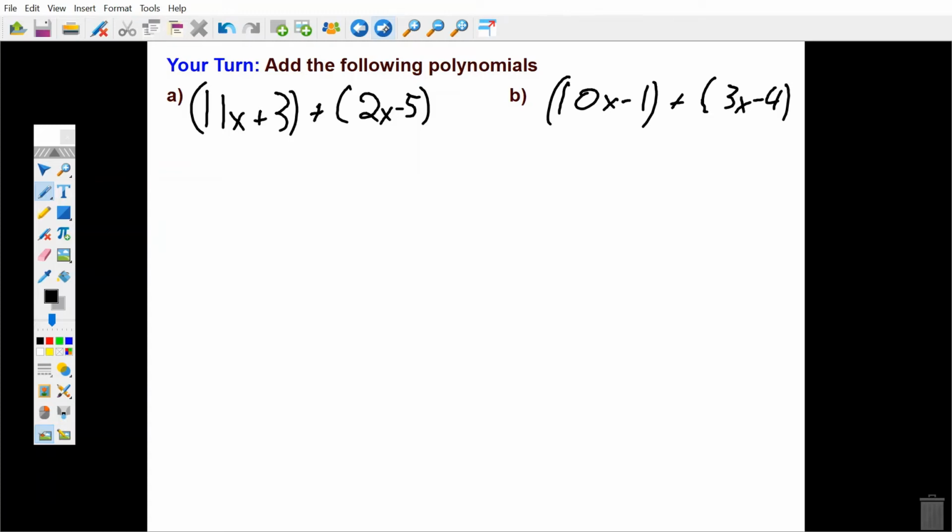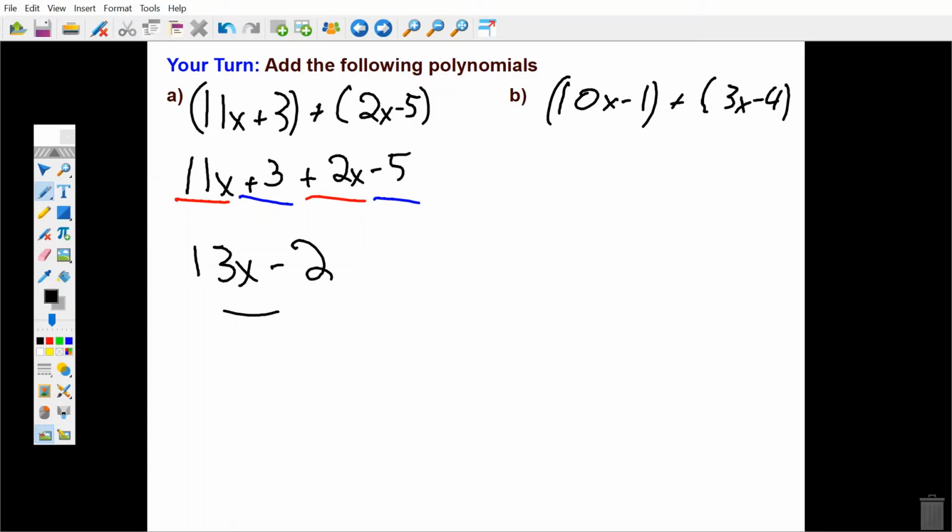Now that you've had a chance to give it a try, let's see what the answers are. Drop your brackets. Gather your like terms. And then combine your like terms. 11x plus 2x is 13x. 3 minus 5 is negative 2. So 13x minus 2 for the first one.